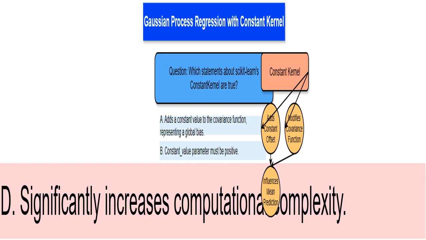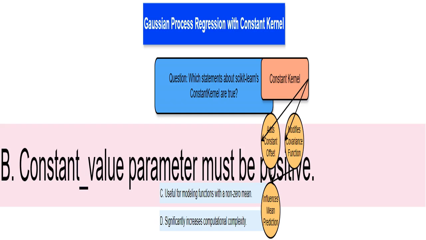This is the name of the tool we're discussing. It's a special type of kernel function used in Gaussian process regression to handle a global bias or offset in data. It's a simple yet powerful addition. Think of it this way: if your data consistently sits above or below 0, the constant kernel helps your model account for that baseline shift. It is especially handy when you have data that doesn't center around 0.